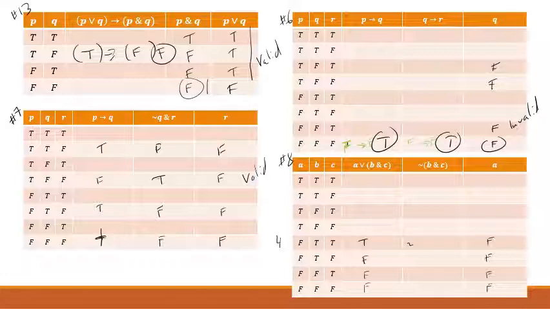So it's going to be not the case that true and true, and you do the parentheses first, so it's going to be not the case that true. So that ends up being false. So what we're left with then is a valid argument, that it is not possible for these premises to be true and the conclusion false at the same time.